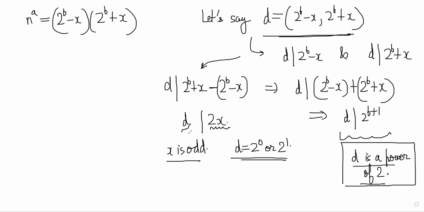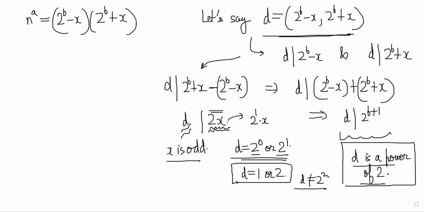So d, since it is a power of 2, cannot be higher powers of 2, right? d cannot be 2^2. Why? Because 2^2 does not divide 2x if x is odd. On this side, the power of 2 is only 1. The maximum power of 2 in the prime factorization of 2x is simply 1. So d must be 2^0 or 2^1, right? Great. So basically d can be 1 or 2. This is what we have concluded so far.